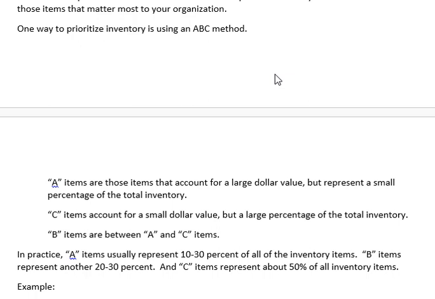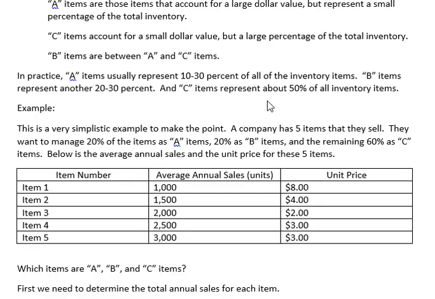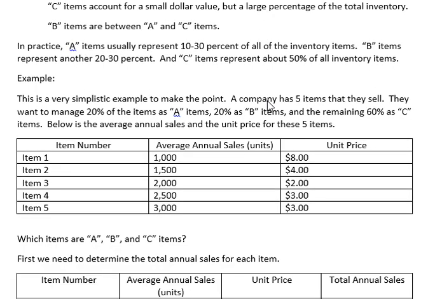Each company that's out there breaks down their inventory, oftentimes in what we call an ABC method. Those A items are those items that account for a very large dollar value, but represent a fairly small percentage of the inventory. B items are next in importance, and then C items are much further down. Usually, and you see this on your worksheet, companies only have about 10 to 30% of A items, another 20 to 30% of B items, and C items represent about 50%.